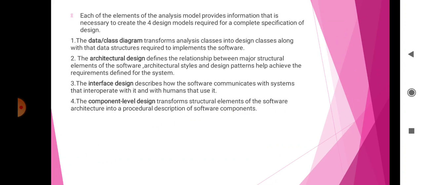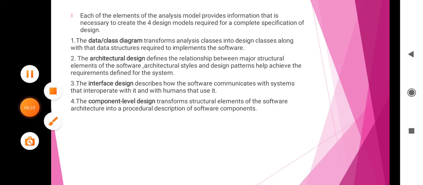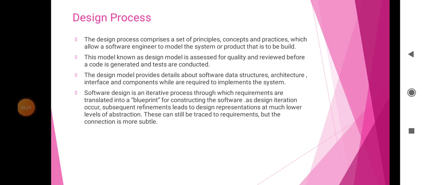Then interface design describes how the software communicates with systems that interoperate with it and with humans that use it. And the last design model is component level design, which transforms the structural elements of the software architecture into a procedural description of the software components. Then the next concept is the design process.